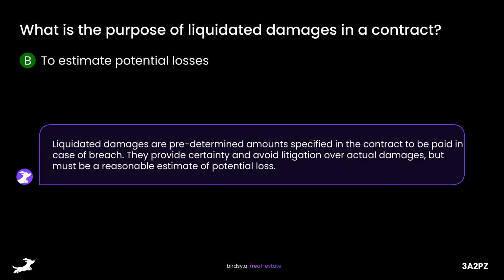Liquidated damages are predetermined amounts specified in the contract to be paid in case of breach. They provide certainty and avoid litigation over actual damages, but must be a reasonable estimate of potential loss.